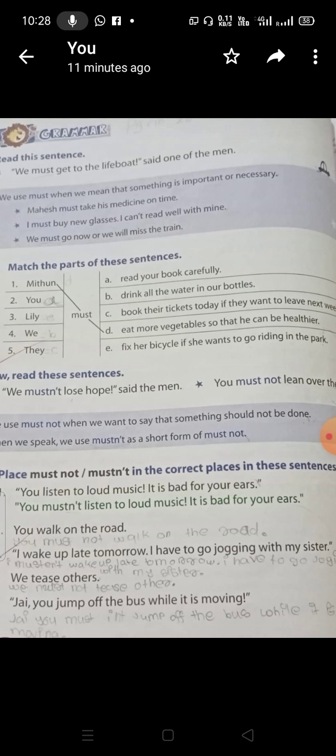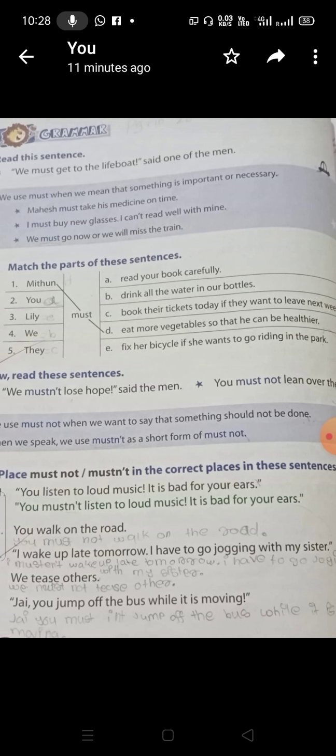Now we are going to read must not sentences. We must not lose hope, said the man. You must not leap over the railing. We use must not when we want to say that something should not be done. When we speak, we use mustn't, the short form of must not. Okay, something should not be done, or a negative sentence.